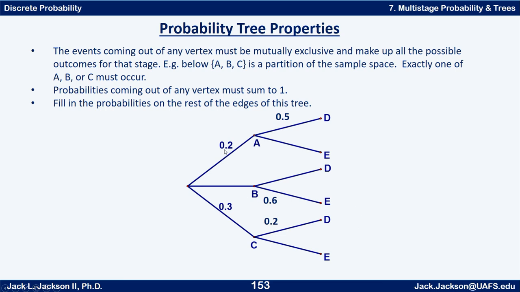What's this one? What's the 0.2? Well, that's just the probability that A happened. What's the 0.3? It's the probability that C happens. What about the 0.5? Well, that's the probability that D happens given A happened. How about the 0.6 then? This edge. So that's the probability of E given B. And this is the probability of D given C is 0.2.